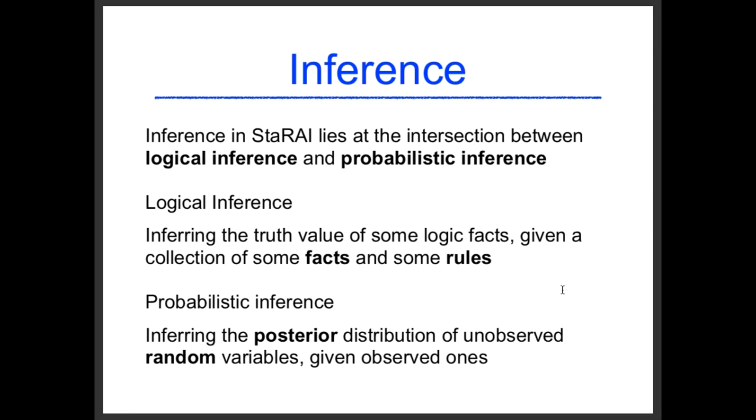In probabilistic inference, you are dealing with random variables, and you want to infer the posterior distribution of unobserved random variables given the observed ones. So logical inference is purely symbolic. Probabilistic inference deals with uncertainty. When we do inference in StarAI, we are in the middle.